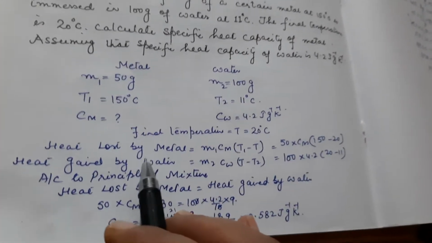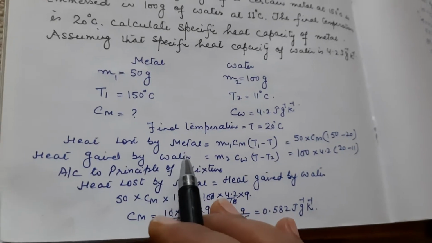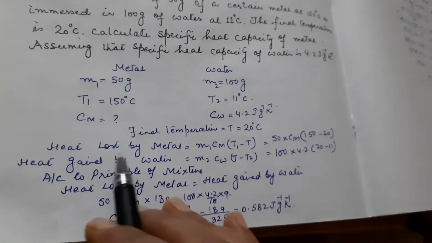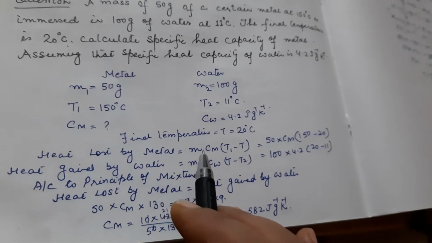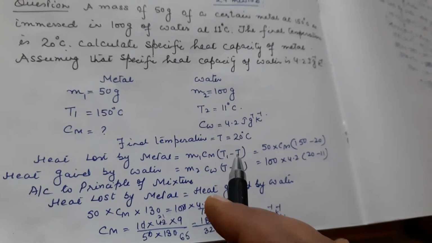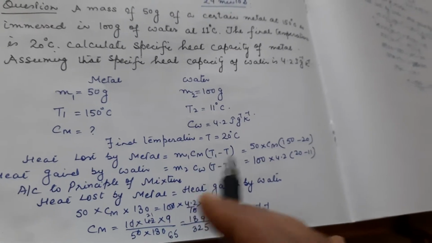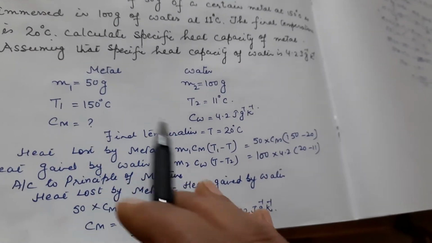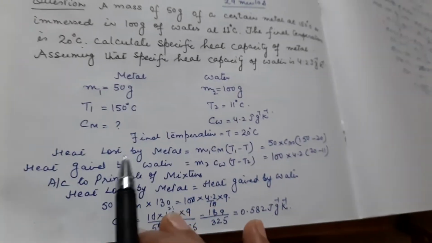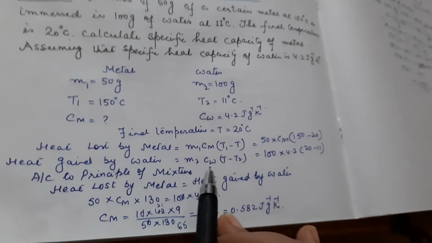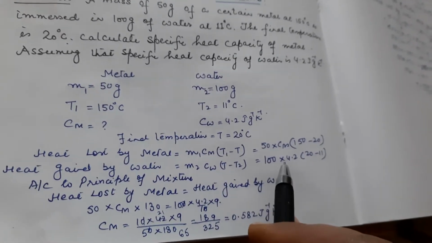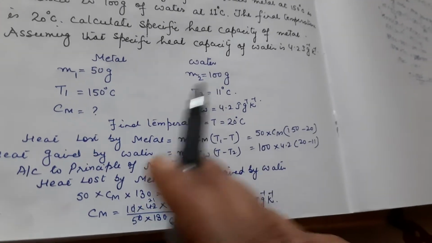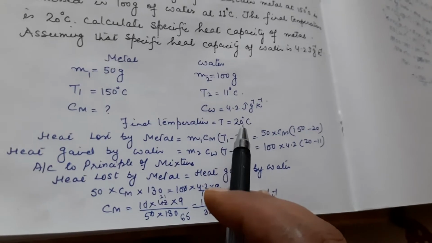So I already told you how to apply the principle of calorimetry. Firstly, you have to show the heat lost by metal in the formula mc delta t. You have to show this separately. So mc delta t: mass is given, specific heat capacity is missing, change in temperature is 150 minus 20. Heat gained by water, again the formula mc delta t: mass is given, specific heat capacity is given, and the change is 20 minus 11.